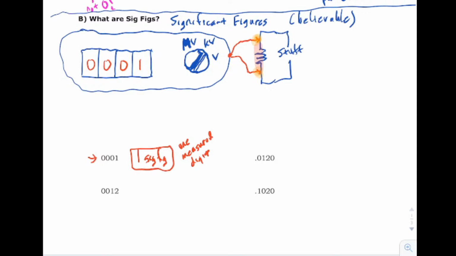Now, what if you measured it and it said this, 0, 0, 1, 2? How many of those look measured to you? Well, you've got to say 2 sig figs, don't you? Because it's the 1 and the 2. This time you've got enough signal that something's registering here and something's registering here. It's been able to push it off the 0, which means it's a measured digit. This is still not measured. You weren't even able to push it off the 0. So that's 2 sig figs, 2 measured digits.